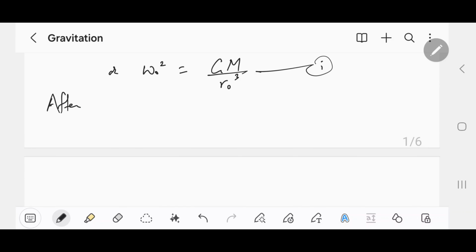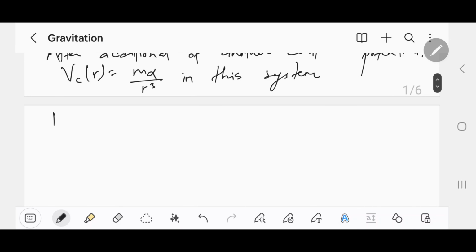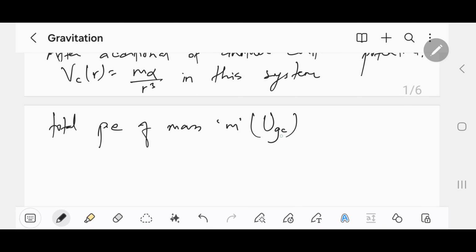After addition of another central potential Vc of r equals m alpha by r cube in this system, the total potential energy of mass m, let's represent this by Ugc, equals minus GMm by r plus m alpha by r cube.